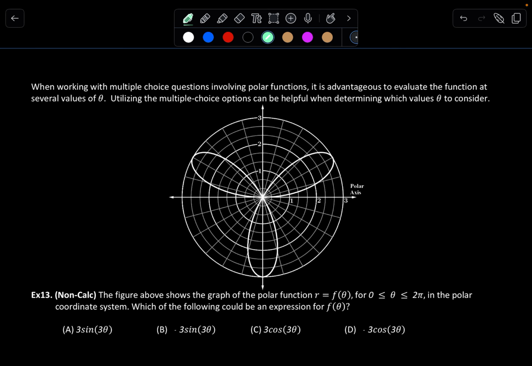So when working with multiple choice questions involving polar functions, it is advantageous to evaluate the function at several values of theta. Utilizing the multiple choice options can be helpful. Now, I agree with this, but there are other ways to approach this that can eliminate potential wrong answers. So my first suggestion, instead of just throwing in thetas, is use the symmetry. Using the symmetry will usually knock out about 2 choices, okay?